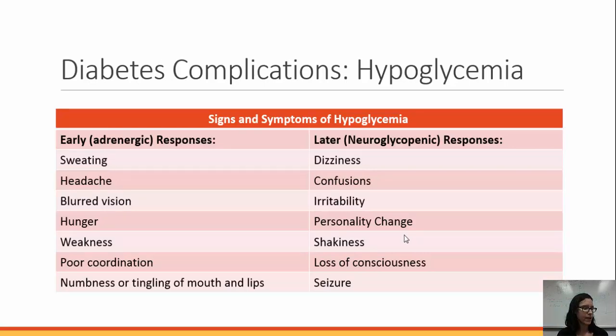So here is a list of the complications. We have our early responses: sweating, headache, blurred vision, hunger, weakness, poor coordination, and numbness or tingling. This is called an adrenergic response, and that just means it's activated by adrenaline, epinephrine. So think about our early response as just a stress response. We're releasing these stress hormones, and we have these stress consequences. And then we have our later response, which is a neuroglycopenic response, which results from a lack of glucose to the nerve cells and has consequences on the brain, including dizziness, confusion, irritability, personality change, shakiness, loss of consciousness, and seizure.